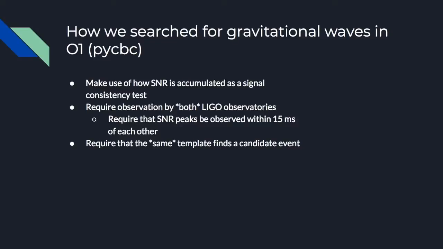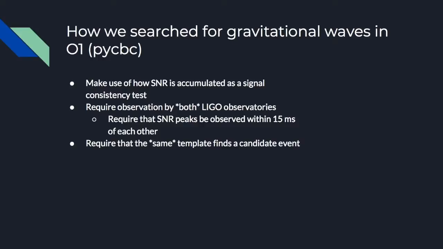And we required that it be observed by the same signal. And what we mean by that is we have this bank of templates. We search each detector with each one. If you have an SNR peak, it must be observed in both detectors. And it must have a peak in both detectors in that one template. If you have a peak in one part of the mass space and another peak in a different template, that didn't count. It had to be the same signal.